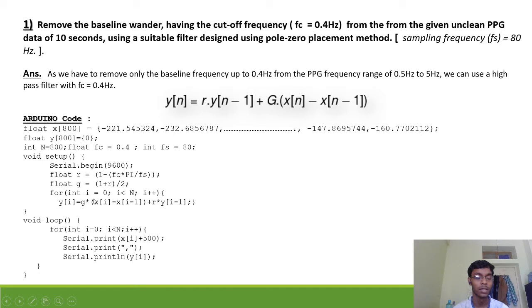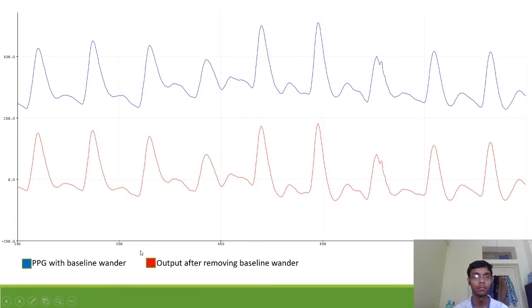Depending on r, we are calculating the gain g equal to 1 plus r by 2. Now I am using the difference equation to get the output array that will give the PPG signal without any baseline wander. In the void loop, I am printing the output and input at the same time. As you can see, the input is the blue one, the input PPG with baseline wander, and I am extracting the PPG signal without any baseline wander, which is in red.